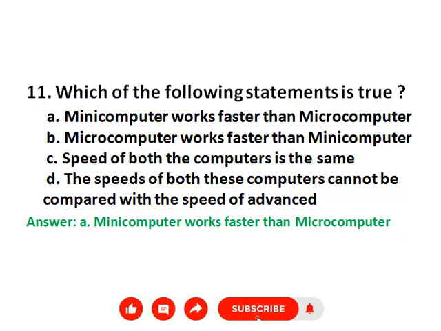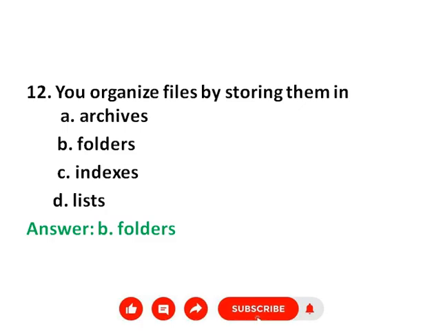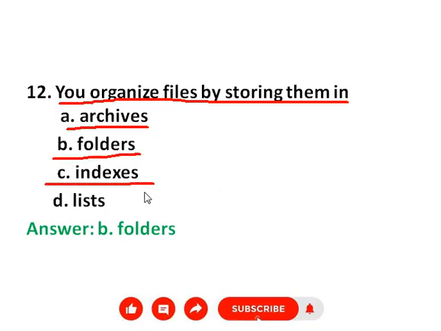Our next question. You organize files by storing them in option A, archives, option B, folders, option C, indexes, option D, lists. So here we store our files in folders. So here correct answer is option B. Folder is our correct answer.